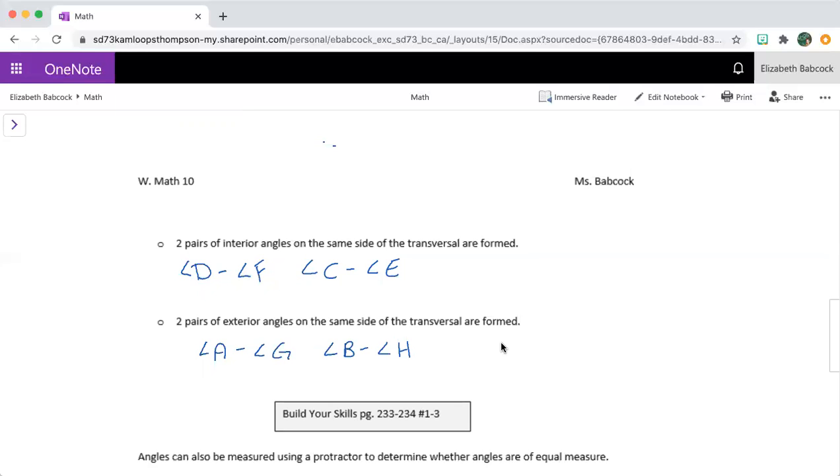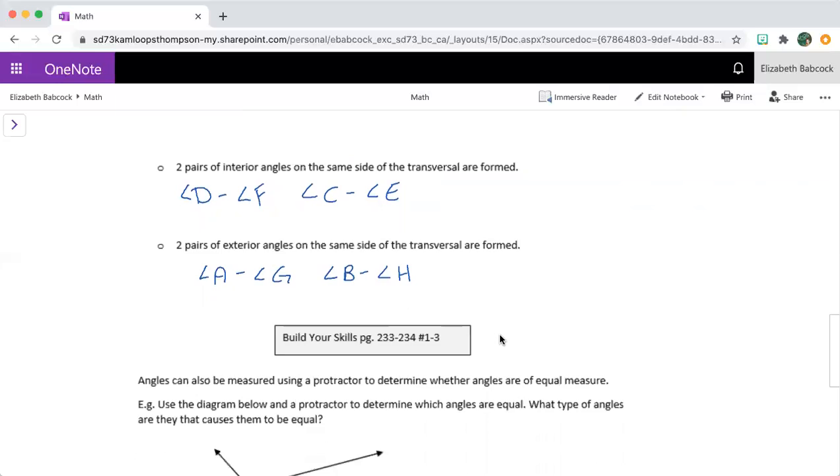To get more practice with labeling angles and measuring angles, please try numbers 1 to 3 from Build Your Skills on page 233 to 234. Pause the video, complete those questions, and then come back to the video and keep moving on.